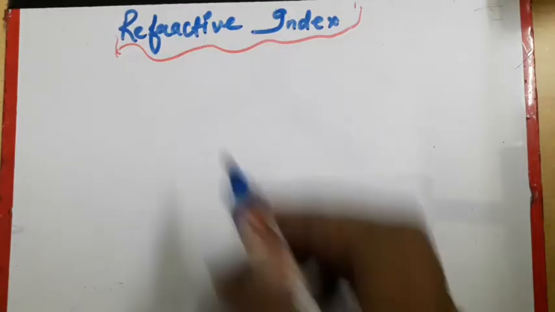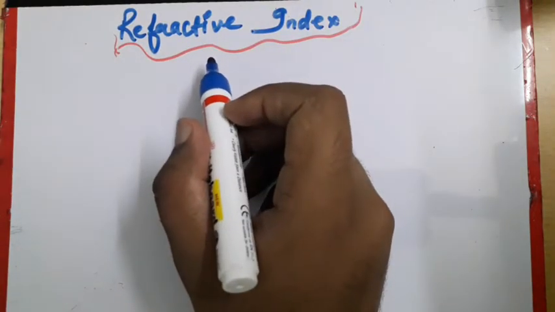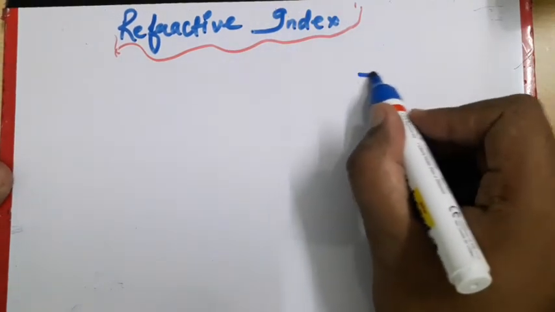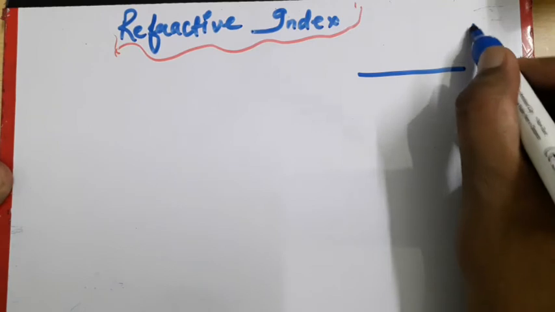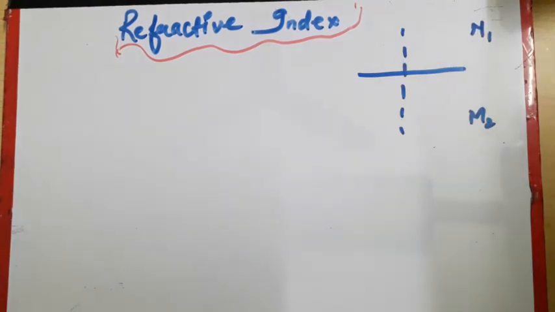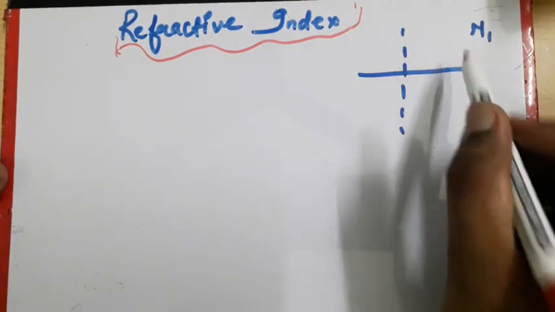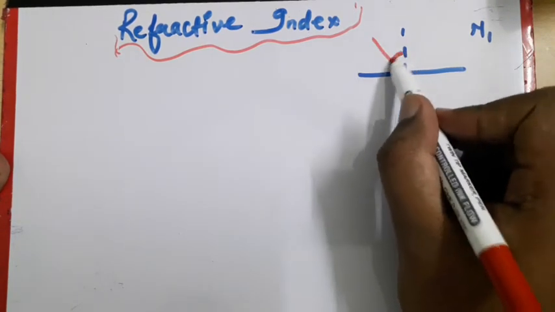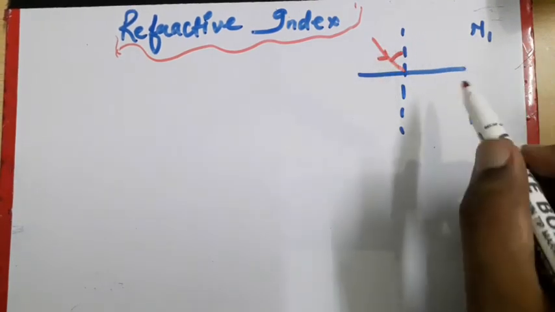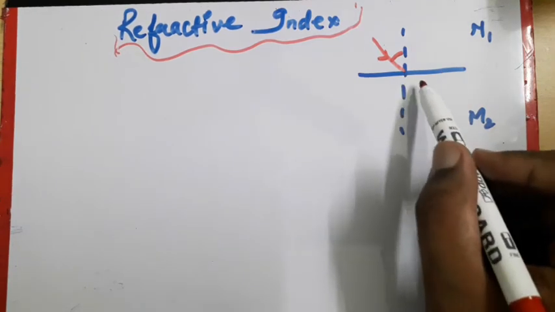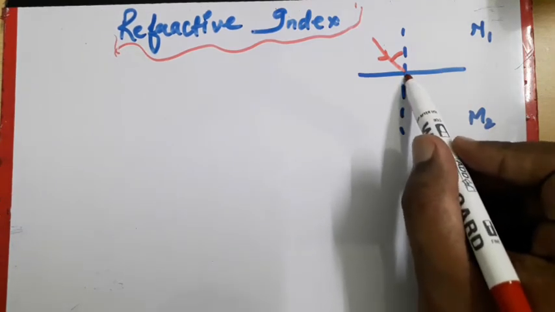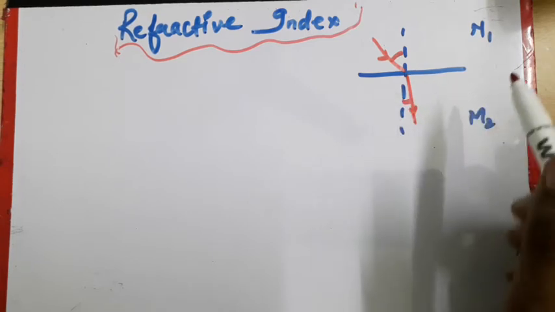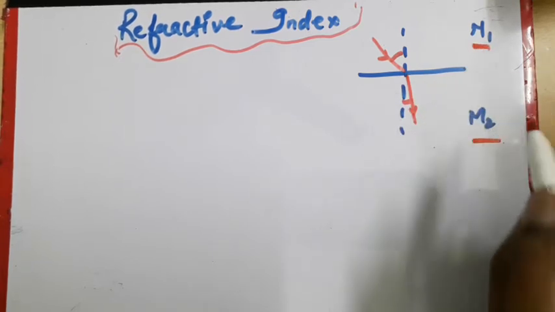So students, today we are going to study a very important topic, that is refractive index. What is refractive index? That is when a light ray is passing from medium 1 to medium 2, right? Whenever it is passing from medium 1 to medium 2, we can see that there is a change in angle, right? Either it will bend towards the normal or it will bend away from the normal. It just depends which medium is denser and which is rarer.